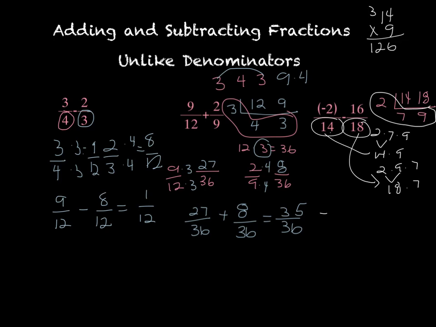So negative 2 over 14, we know our denominator is 126. Top and bottom, to get 14 we took it times 9, so times 9 gives me a negative 18 on the top. Our 16 over 18, we know it's going to be 126. With 18 we have 7. So we have to take 16 times 7.